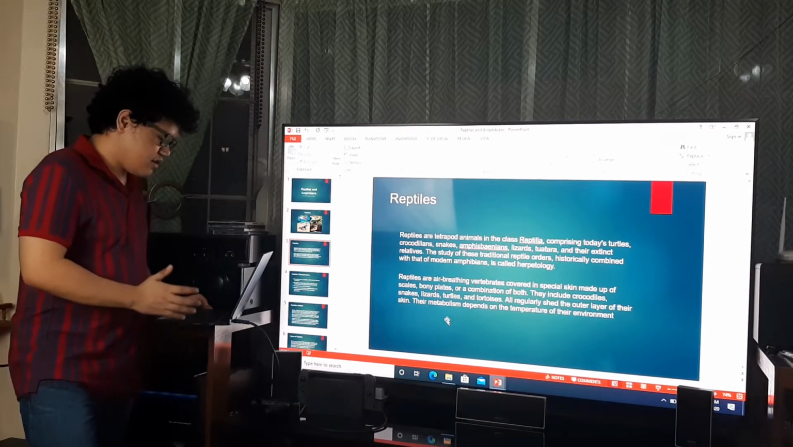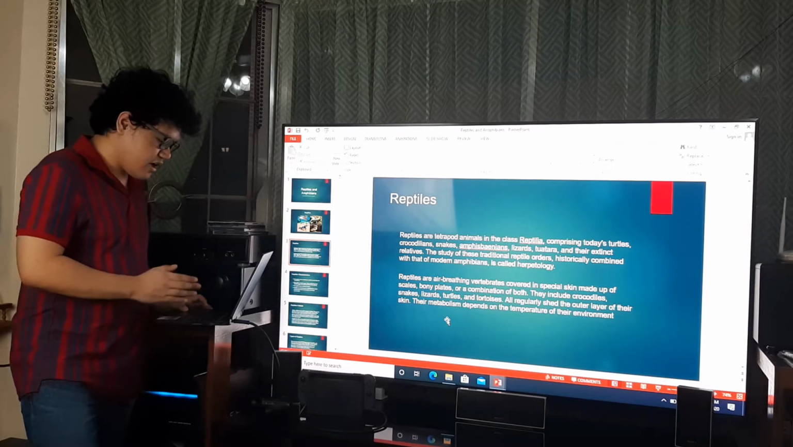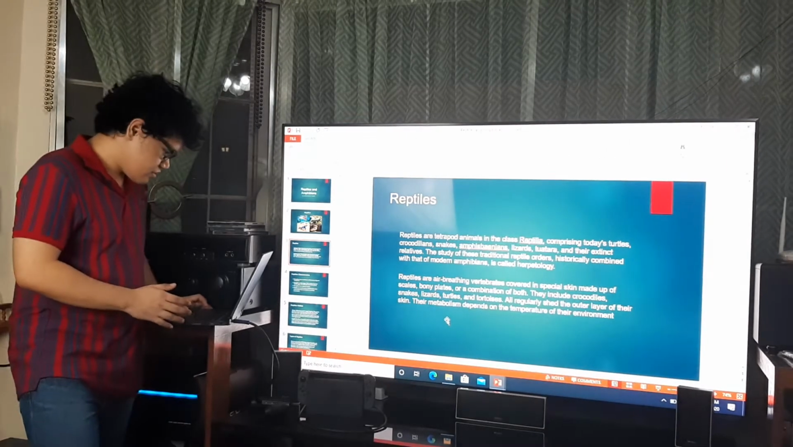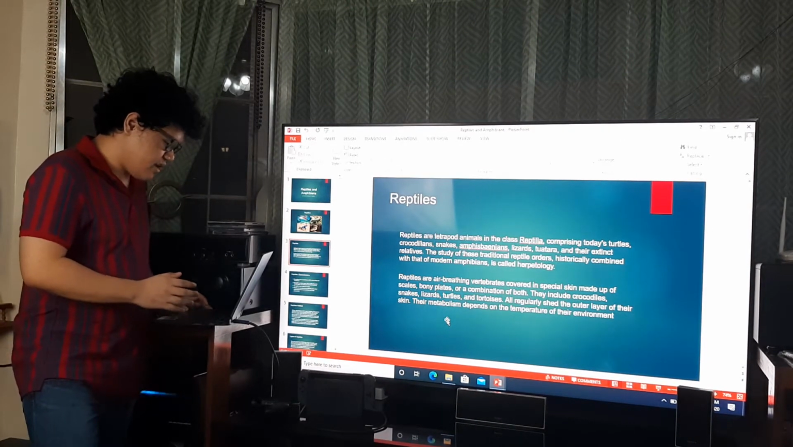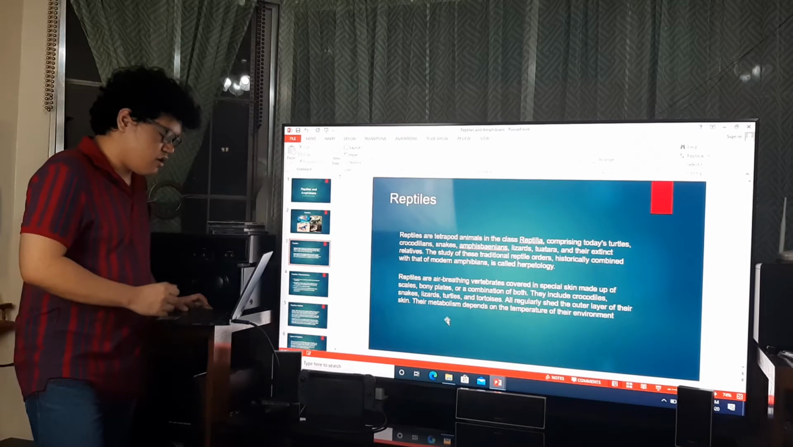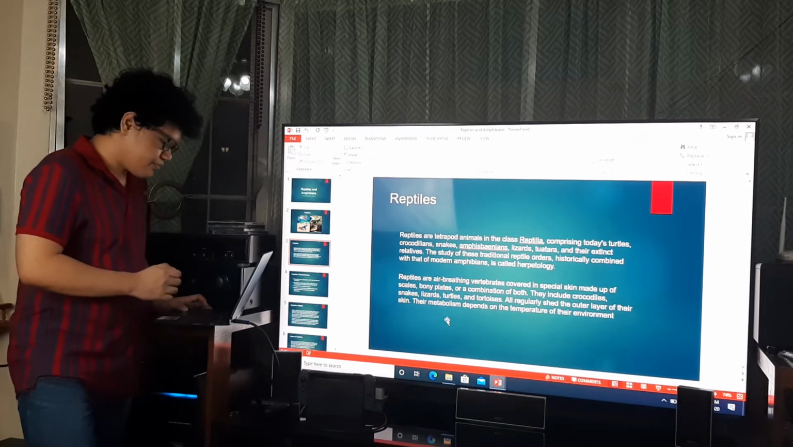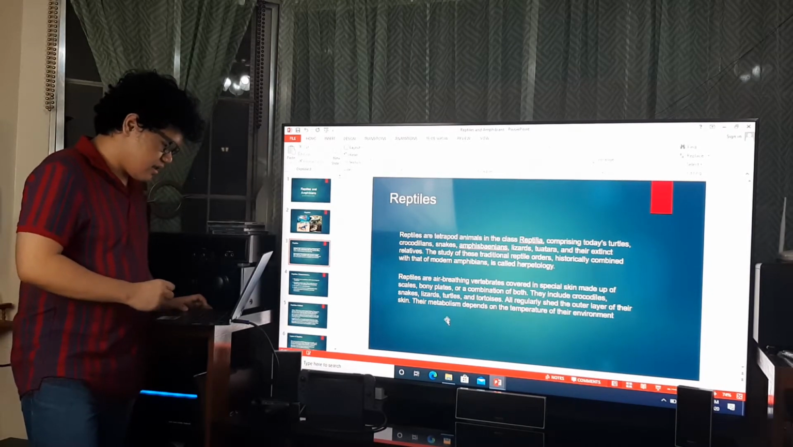The study of these traditional reptile orders, historically combined with that of modern amphibians, is called herpetology. Reptiles are air-breathing vertebrates covered in special skin made up of scales, bony plates, or a combination of both. They include crocodiles, snakes, lizards, turtles, and tortoises.